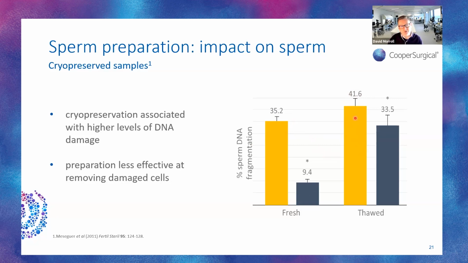But what is really interesting is that when they prepared frozen thawed sperm by swim up, the reduction in DNA fragmentation is far, far lower than it is for fresh samples. So the impact of the swim up in reducing DNA damaged cells is far less effective when you're using frozen thawed sperm. So just keep that in mind.